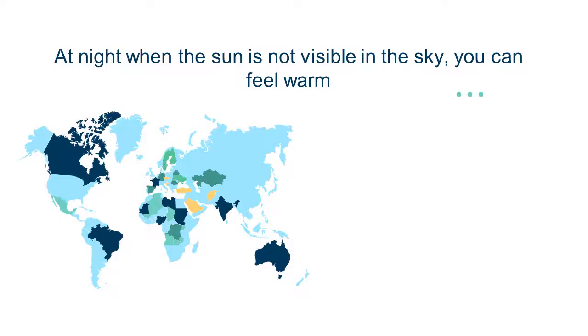Don't look directly at the sun for a long time, as its rays are too strong and can harm your eyes. At night, when the sun is not visible in the sky, you can also feel warm. Did you know why? Let me tell you. Because the atmosphere absorbs the energy of the sun. The land and the water on the Earth's surface absorb the energy of the sun, which causes a rise in the temperature.